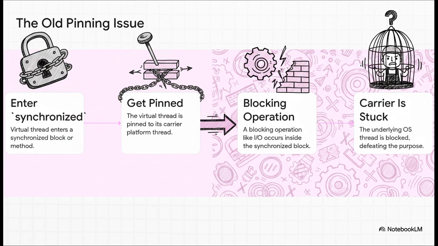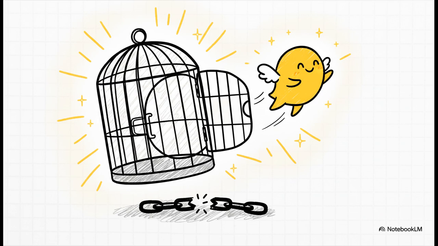For a long time, one of the biggest worries was a problem called pinning. Here's how it worked. If a virtual thread went inside a synchronized block and then did something that blocks, it would get pinned or stuck to its carrier platform thread. This meant the carrier thread itself was now stuck waiting, just like in the old model, which completely kills the whole scalability benefit.